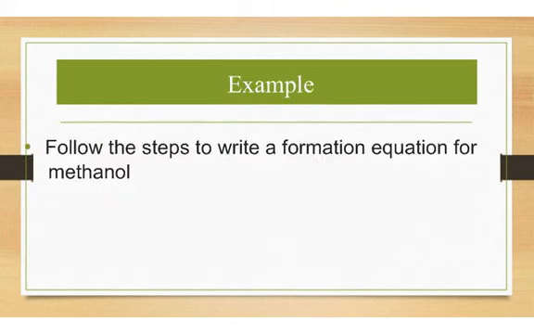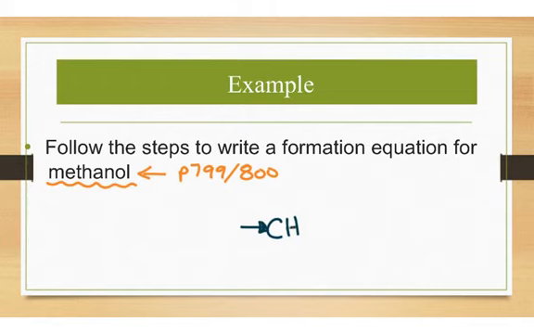Let's just practice using those rules right now. I want to make a formation equation for methanol. I'm going to start by figuring out what the formula for methanol is. And again, a really good place to look is that table that we're going to end up using anyways, on page 799 and 800. So in step 1, it tells me that I want to write the formula that I'm trying to make as a product. So I'm going to put my arrow in, and then I'm going to put my formula, CH3OH, as a product. That's step 1.